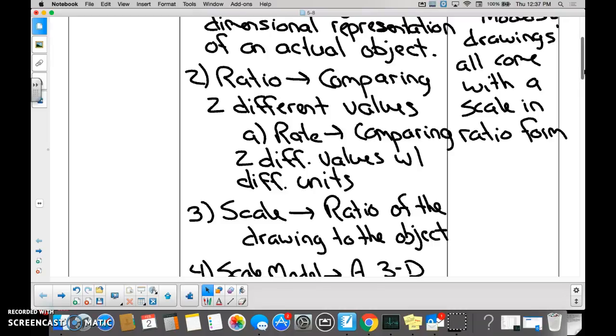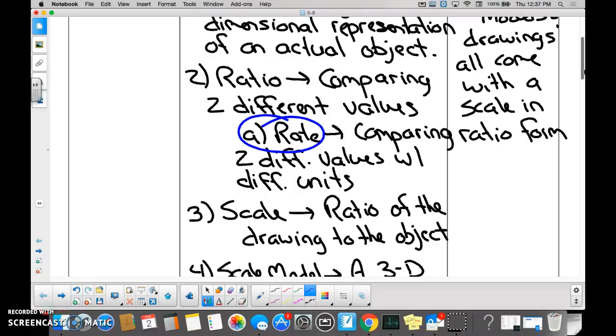Remember, there's differences between ratios and rates. Rates, you have 2 different units. Ratios, you're comparing 2 different numbers. They can either be the same unit or different units. But if they're different units, they automatically become rates. And then the big one for this lesson is a scale.